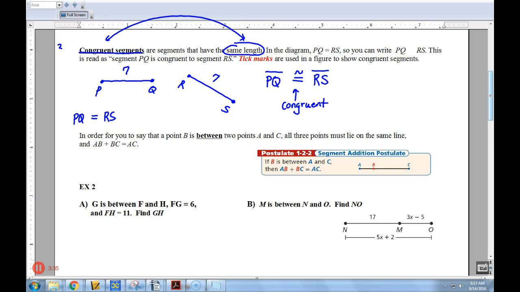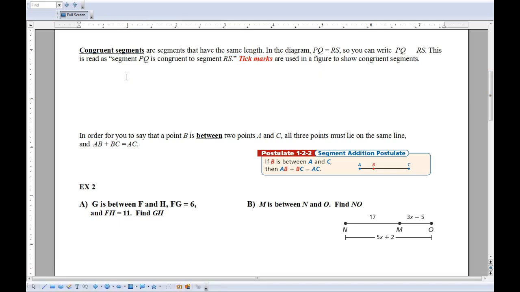Now, if we don't want to have to write out statements like that, we can use tick marks in a diagram. So a tick mark basically looks like this. You just put a little tick mark there, a little tick mark there, and that shows that those two segments are equal in a drawing, and I don't have to write out the extra words. All right, so that's what congruent is. Let's scroll on down.